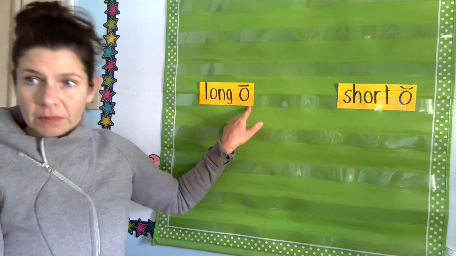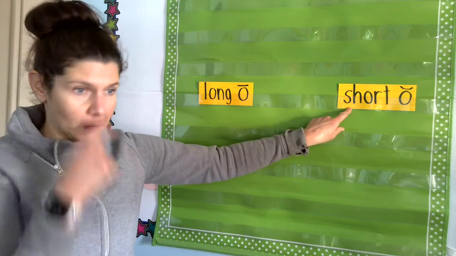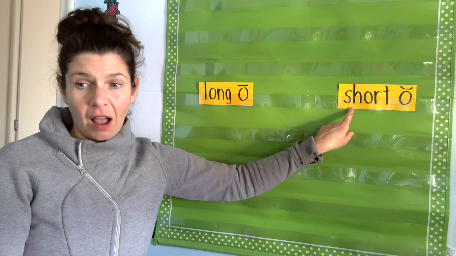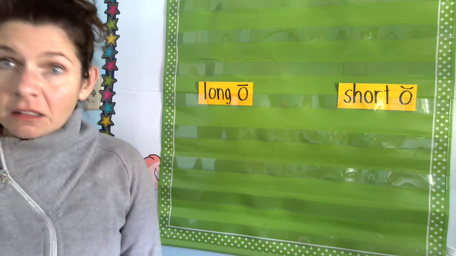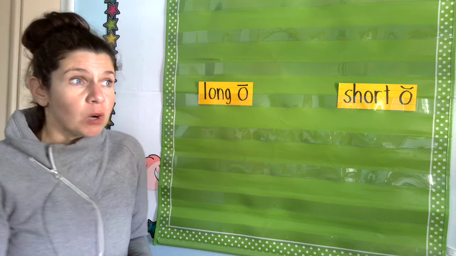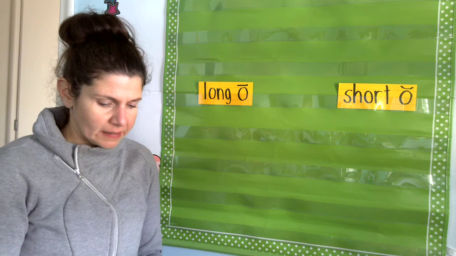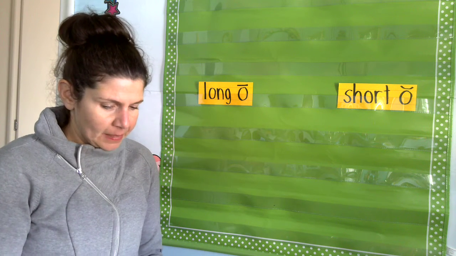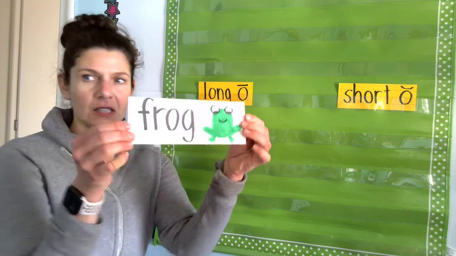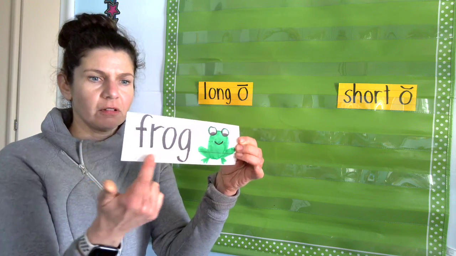So the long O is when the letter says its name. The short O is said when it says its sound, ah. So let's take a look at how it shows up in some words and see if we can listen and sort that sound, okay? So the first word, let's take a look at frog.